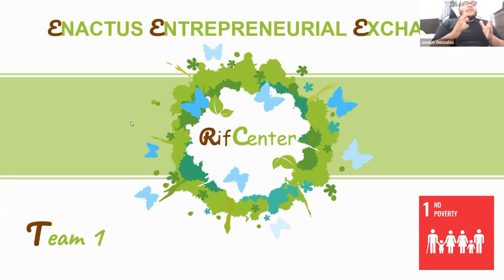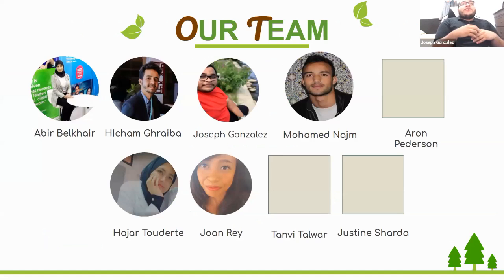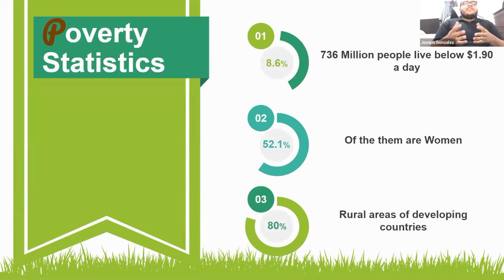Thank you for coming out today. As you can see, we're Rep Center, and today's topic is on poverty. These are our team members who contributed to the project, and thank you for their hard work. So some basic statistics on poverty. 736 million people live below $1.90 a day. Of this population, 52% of them are women. And what's shocking is that 80% of them live in rural and developing countries.